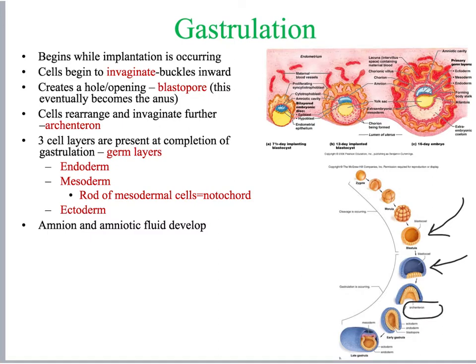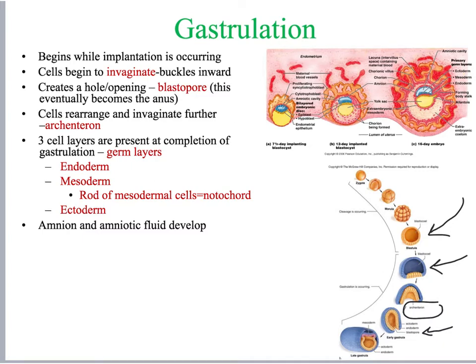So as it invaginates or buckles inwards, it creates a hole or an opening at one end, which we call the blastopore. And this eventually becomes the anus in the organism. Not trying to make you feel bad about yourself or anything, but really, well, if we're being honest, the first thing that formed in you was your anus. So the cells rearrange and invaginate further. Remember, this invagination we call the archenteron.